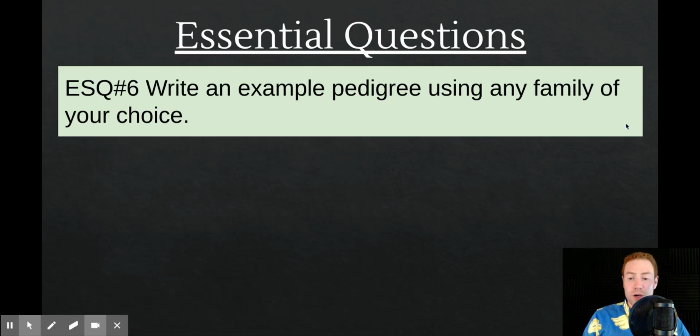The essential question we're hoping to get to, and that I'm going to ask you to do at the end of this lecture, is I want you to be able to write an example pedigree using a family. Now, this could be your own family, or it could be someone else's family. It could be a family from a TV show. It could be a family from a book that you read. Really, any family. The most important thing is that you are going to practice the skills that you're going to learn in this lecture.